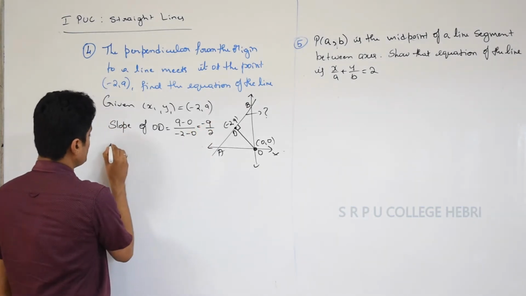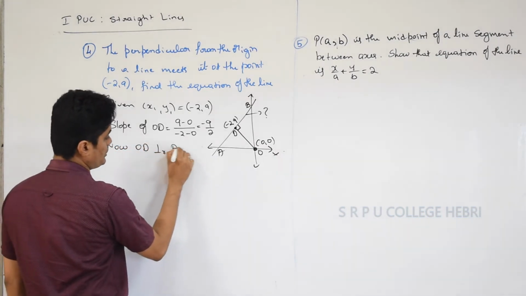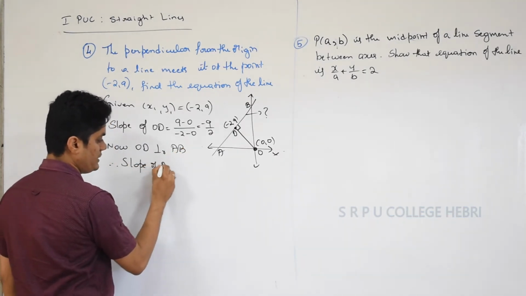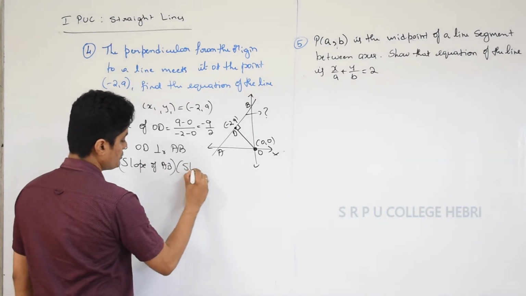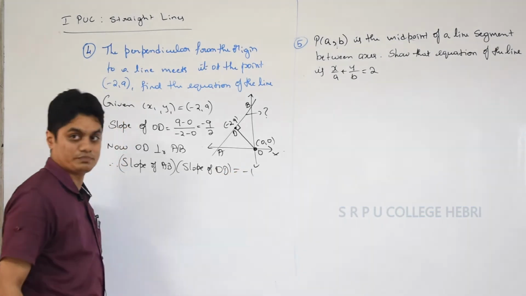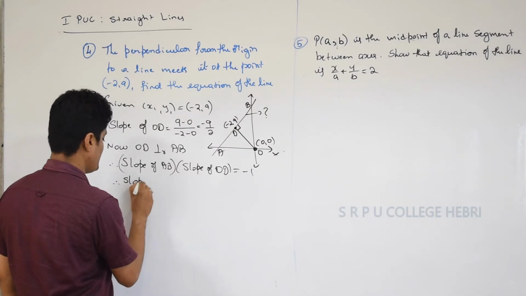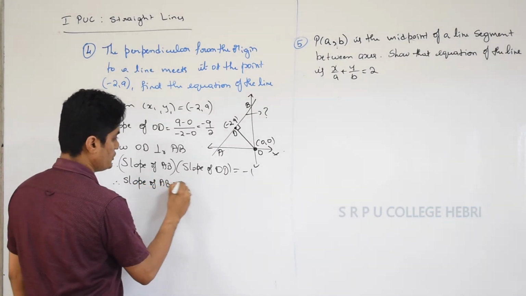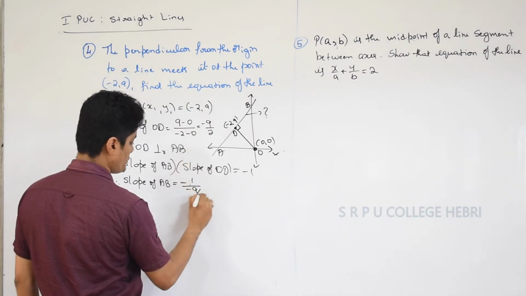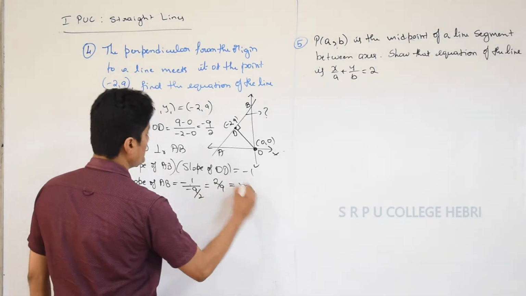Now, OD is perpendicular to AB, as given in the question, correct? Therefore slope of AB into slope of OD equals minus 1, according to the result. The product of slopes of two perpendicular lines is always minus 1. So what is the slope of AB? Slope of AB is equal to minus 1 by minus 9 by 2, which is 2 by 9. Okay, so we know the slope, this is m, and this is x1, y1.